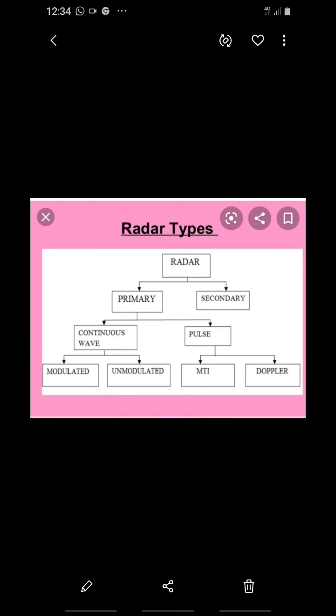Radar types. There are primary and secondary types. In primary types, CW radar, continuous wave radar, contains modulated and unmodulated. And here secondaries are pulse radar, MTI radar, MTI meaning moving target indicator, and Doppler radar.